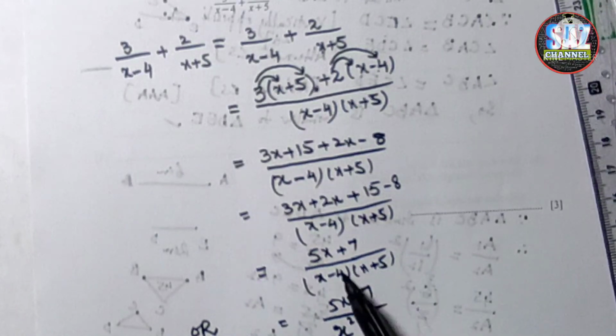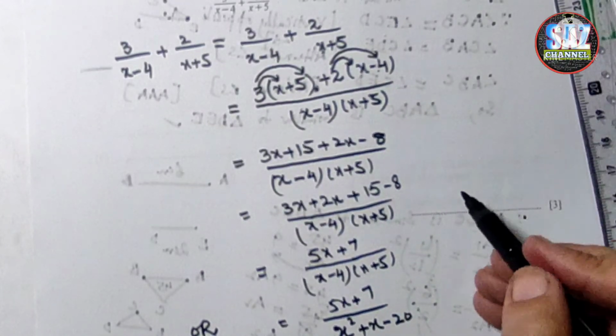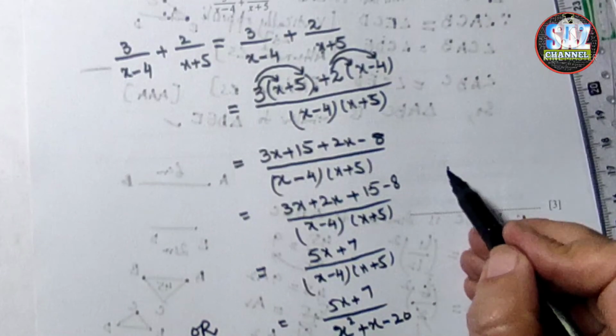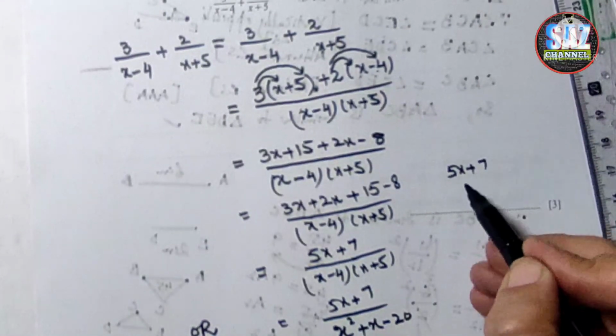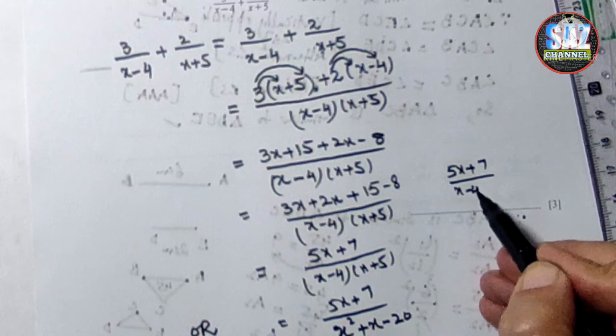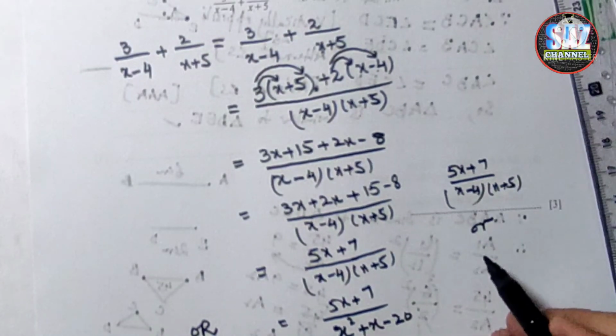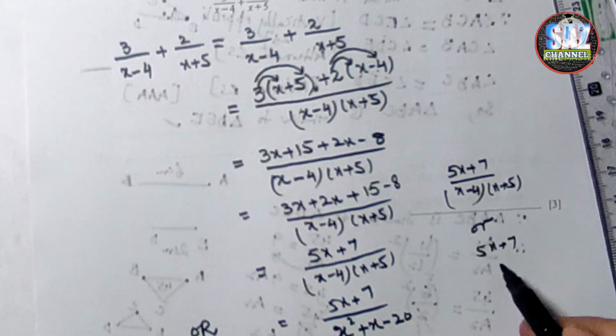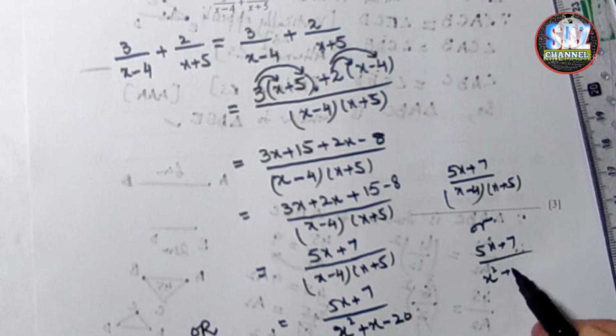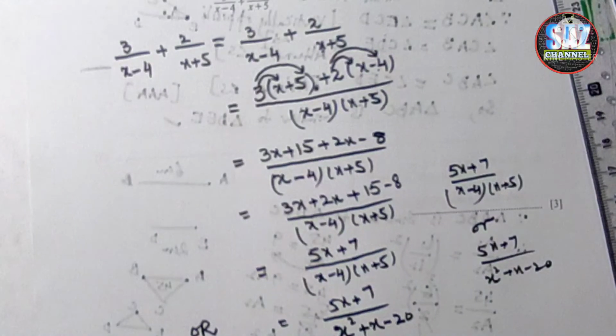Then I have to add up these two numbers. 5 minus 4 is 1 plus x and minus 20. Okay, so fill up the answer space: 5x plus 7 upon (x minus 4) into (x plus 5), or what we can write is 5x plus 7 upon x square plus x minus 20. I hope it is a really easy question, and the question is carrying 3 marks. So you have to provide all necessary calculations on the answer space.